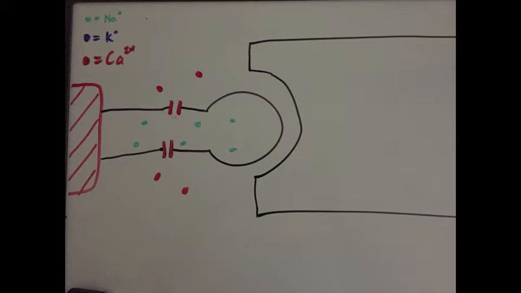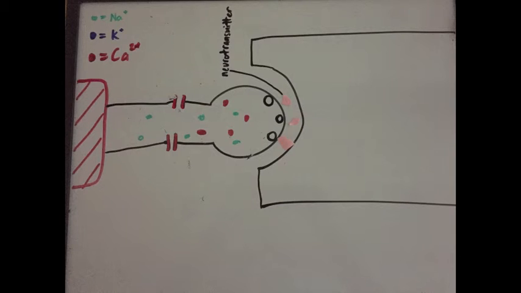The flow of sodium into the end bulb opens calcium channels, allowing calcium to rush in. The flow of calcium into the end bulb causes the synaptic vesicles to travel to the bottom and release their neurotransmitters across the synapse to the next dendrite, transferring the nerve impulse.